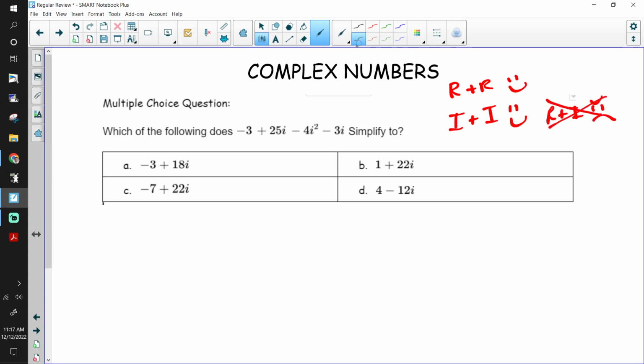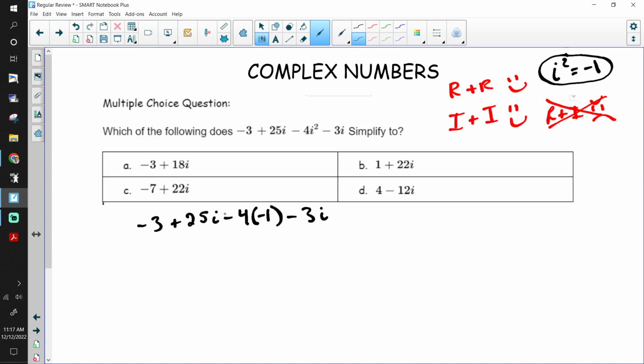Our definition and something you should always be looking for is if you ever have an i squared in your problem, whether you're adding, subtracting, multiplying, or dividing, you need to make sure you change it to a -1. i squared equals -1. Okay? So when we're looking at this first multiple choice question, which is just like your midterm, we have an i squared. So I'm going to rewrite this and replace the i squared with a -1. -3 plus 25i minus 4 times -1 instead of i squared minus 3i.